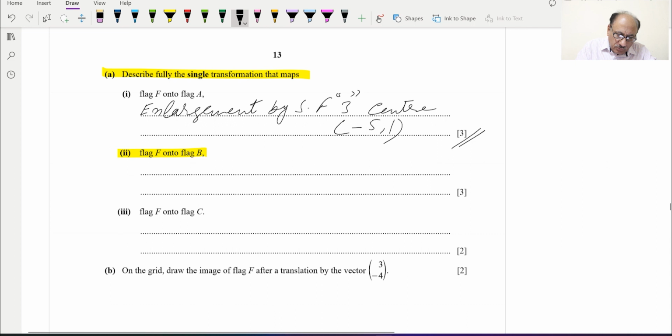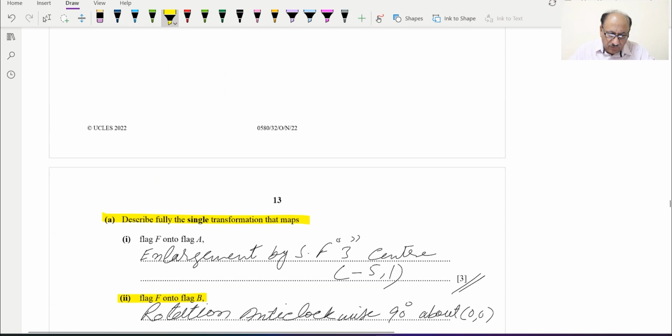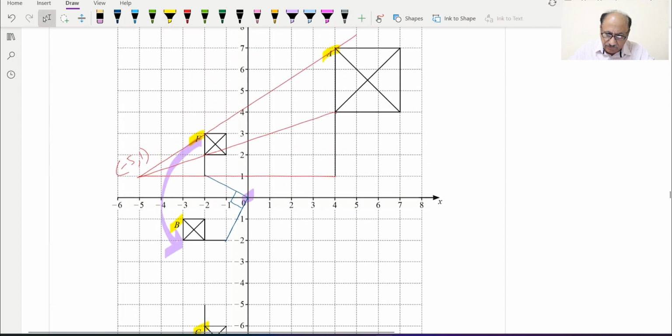It will be rotation anti-clockwise 90 degree about origin, which is 0, 0. This is 3 marks, which is done. Now flag F onto C.